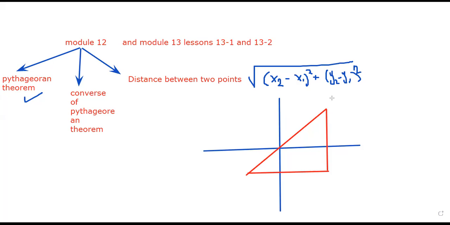The second method, we can use the distance formula. We take the coordinates for this point and the coordinates for the other point, and then we find the distance between them. Understood this part? Do you remember?